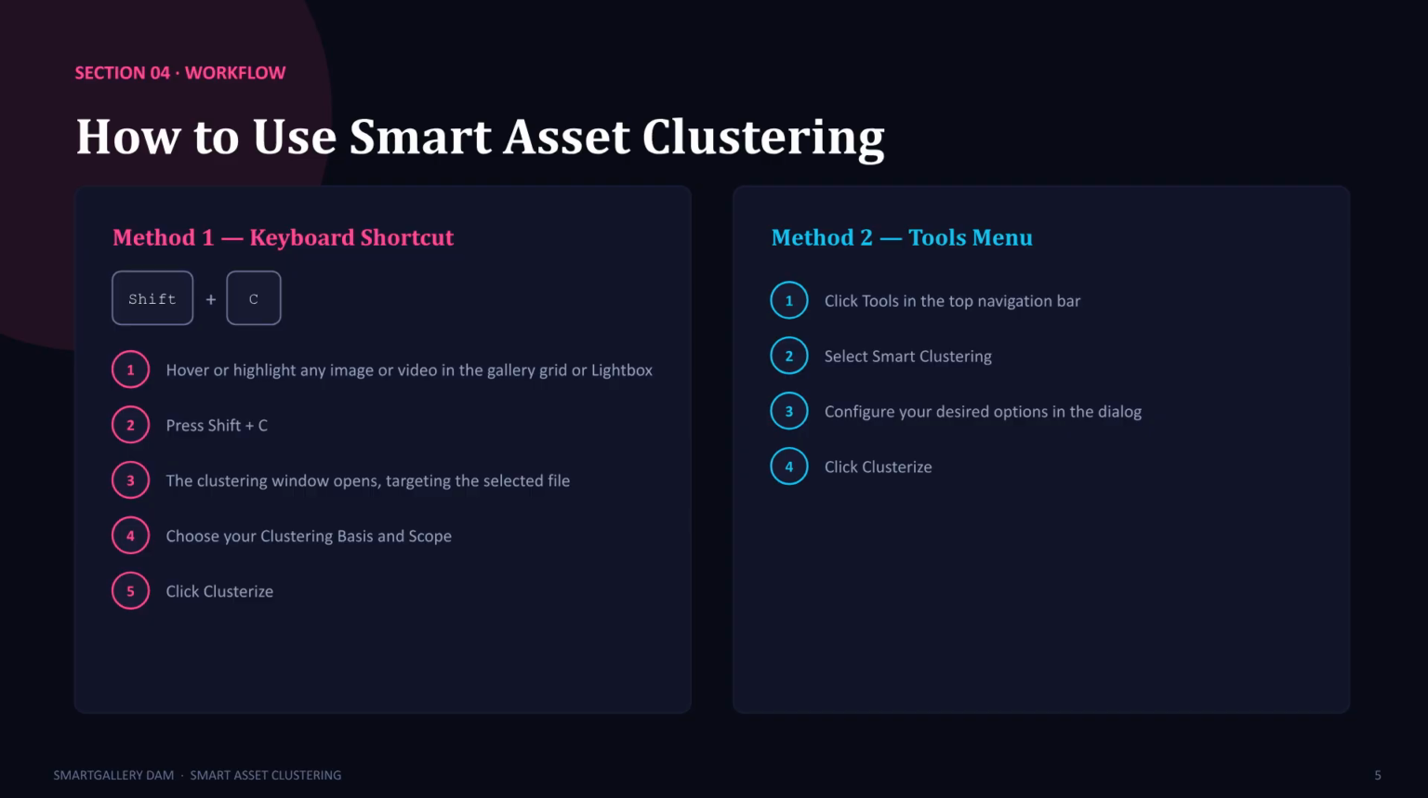There are two ways to launch clustering. The fast way: hover or highlight any asset and press Shift+C. The clustering window opens already targeting that file. Or go through the Tools menu, select Smart Clustering, and configure the dialog manually. Either way, you choose your basis and scope, then click Clusterize.